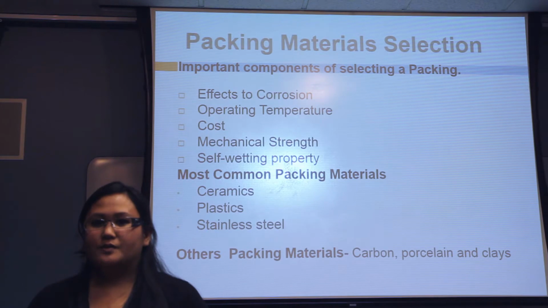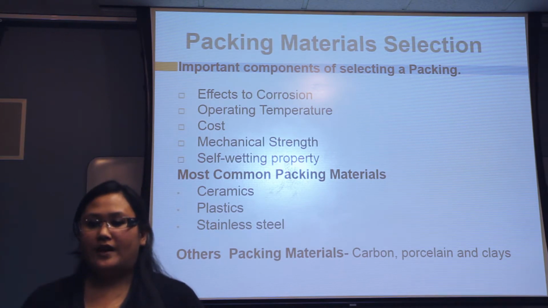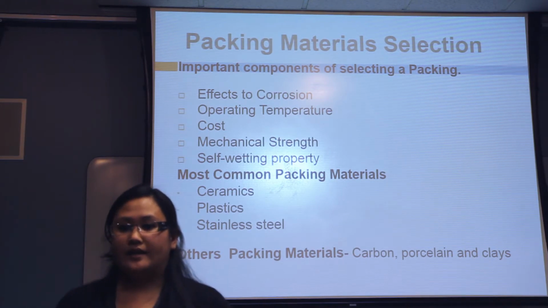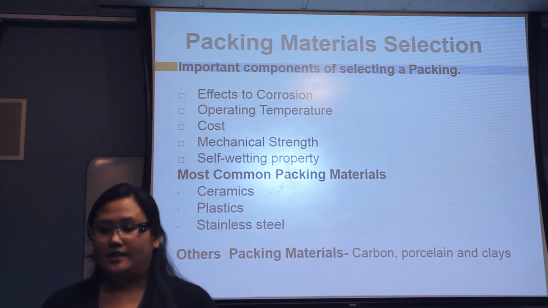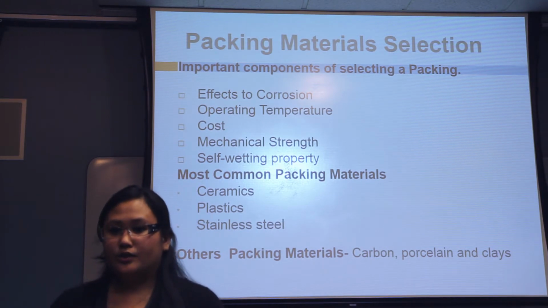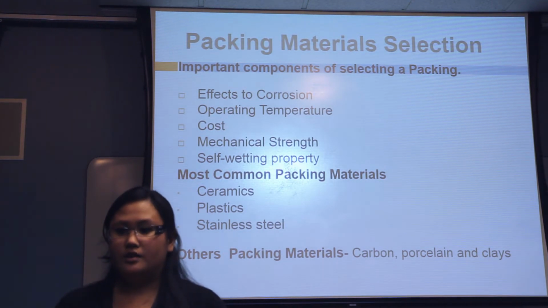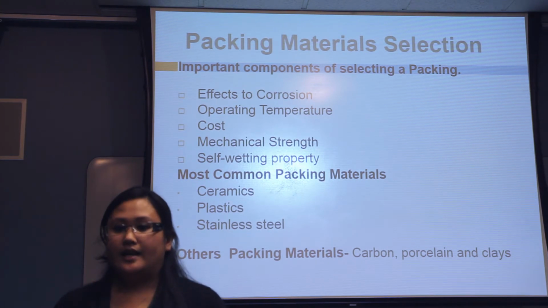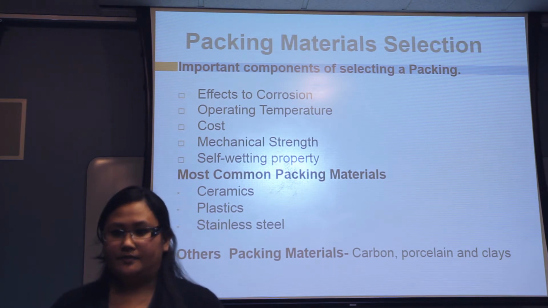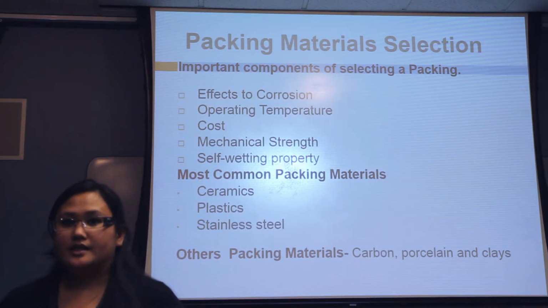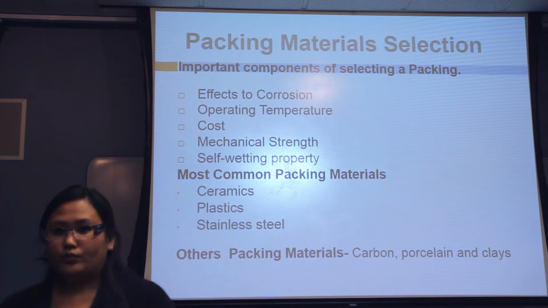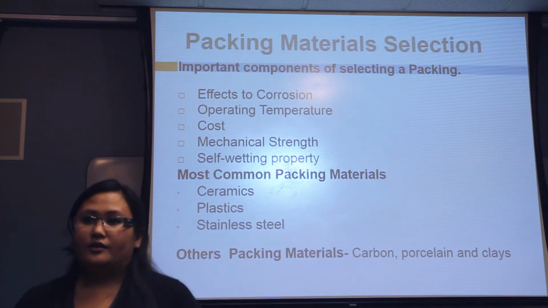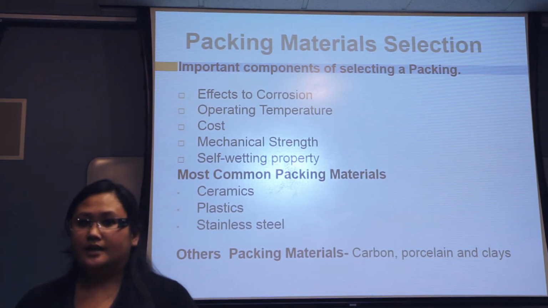How do you choose materials for packings? There are 5 important components that we have to consider for choosing packings. These are effects to corrosion, operating temperature, cost, mechanical strength, and self-wetting properties. There are 3 materials that most industries use, which are the plastics, ceramics, and stainless steels. Other materials are carbon, porcelain, and clays.